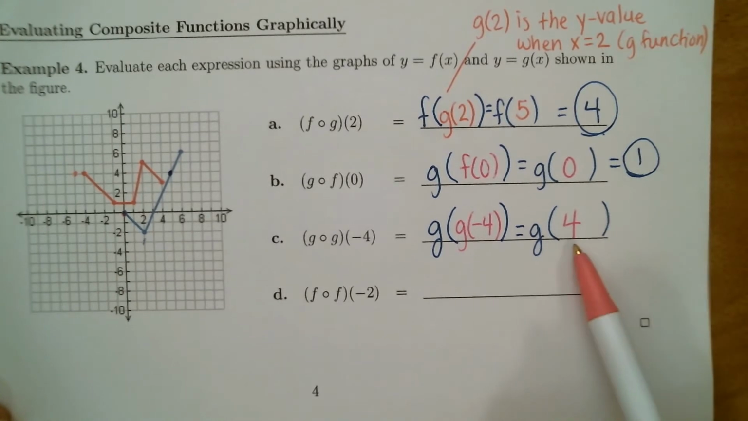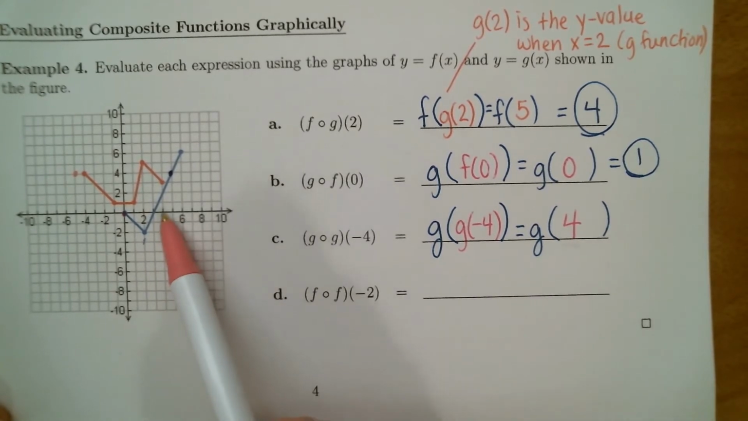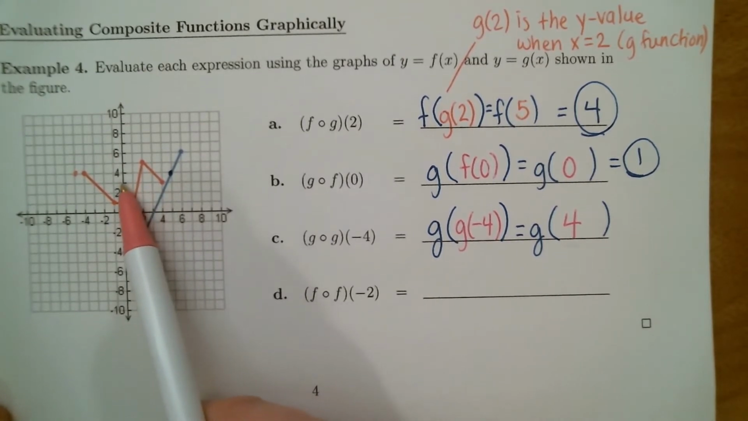So now this is your input to g. Input, that's an x value. So go to 4 on the x-axis, go up to the red graph, which is g, and write down the y value, 3.